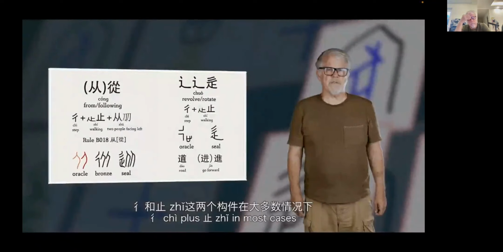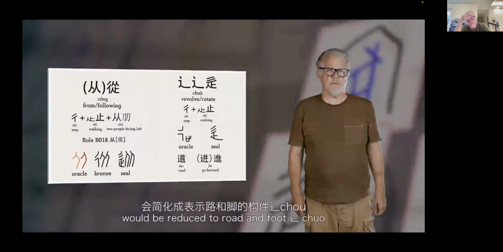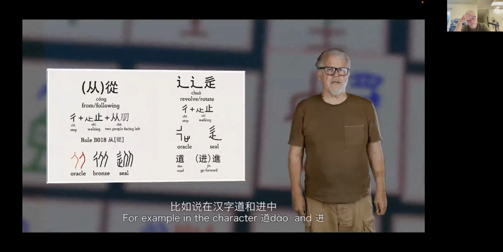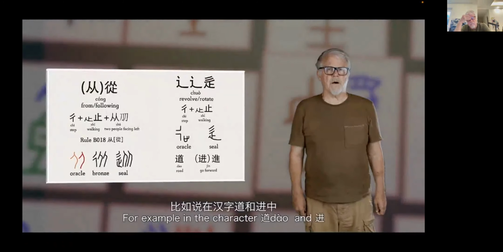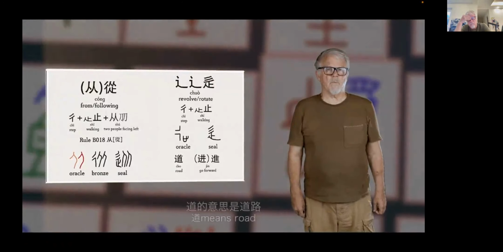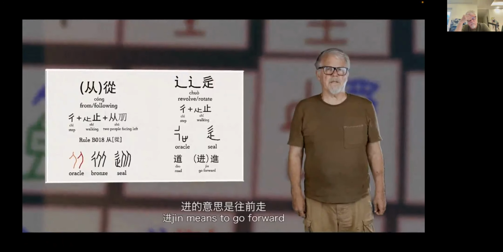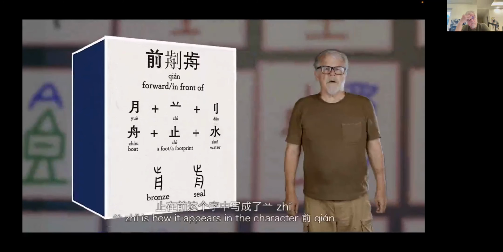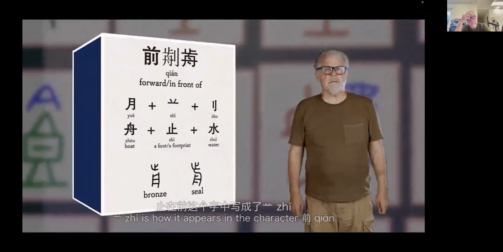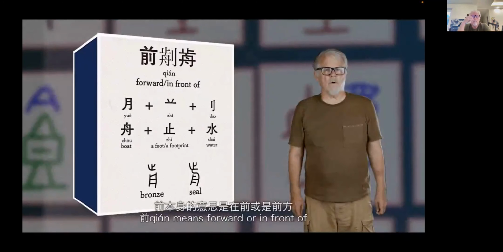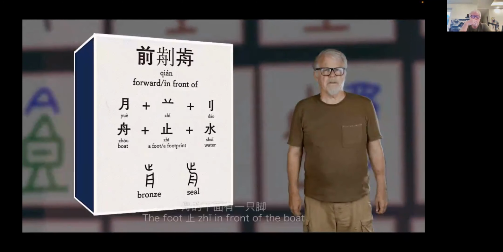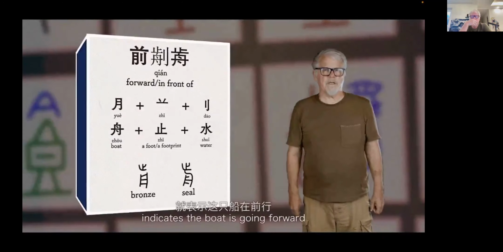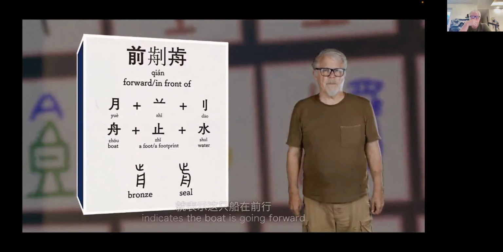Chi plus zhi in most cases would be reduced to road and foot, chuo. For example, in the character dao and jing, which means road, and jing, which means to go forward. Zhi is how it appears in the character qian. Qian means forward or in front of. The foot, zhi, is in the front of the boat, indicating the boat is going forward.